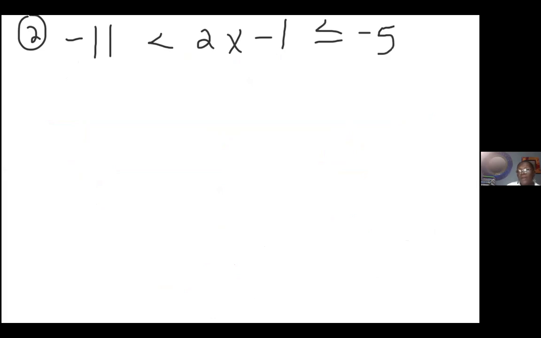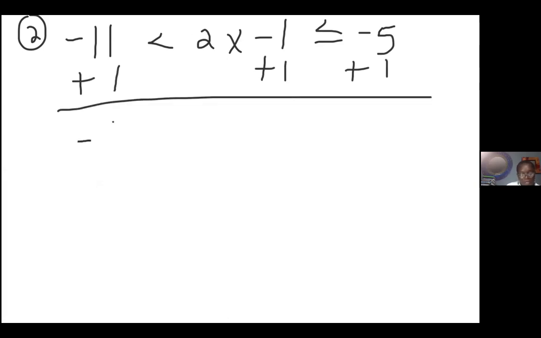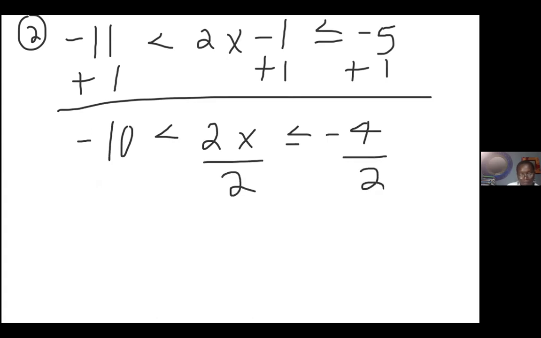Now, guys, we're good, or do you want me to do another example? I'd like another example. All right, so here comes another one. This is going to be example number 2 then. -11 is less than 2x minus 1, less than or equal to -5. Now on this one, I want to add 1 to the middle, 1 to the right, 1 to the left. So this simplifies to -10 is less than 2x, less than or equal to -4. And I'm going to divide everything by 2. So this simplifies to -5 less than x less than or equal to -2.